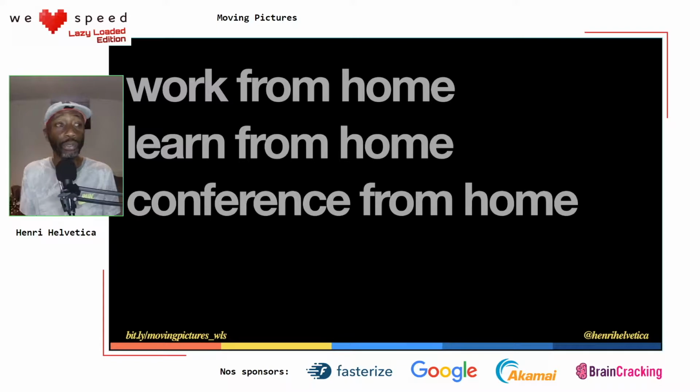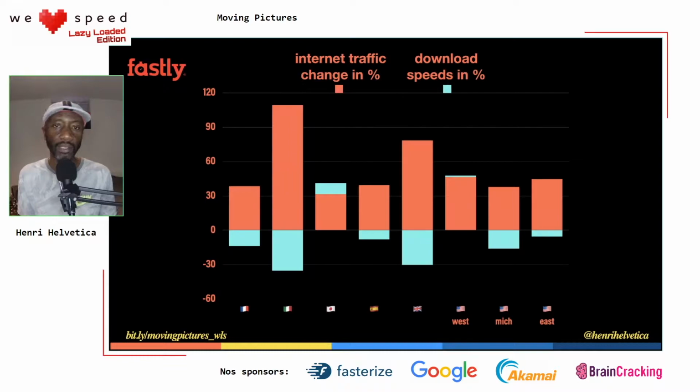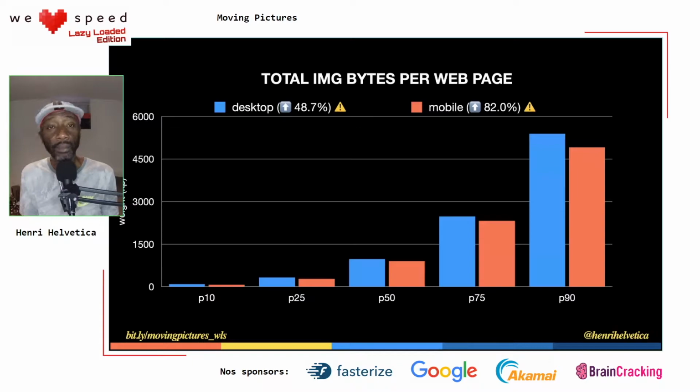Now, let's look at some data here from Fastly on some internet traffic that was released sometime last year at the height of the pandemic. You can see that the change in traffic was pretty much across the board. Internet traffic went through the roof. Download speeds also went down as well, pretty much everywhere except a couple locations here. So there was a lot of activity online. Now, I'm going to look at some data from the HTTP Archive, a fantastic trove, a fantastic collection of information. Now, in the last 2 years, you could see that the total image bytes per page were up, unfortunately. But, you know, these things tend to happen.